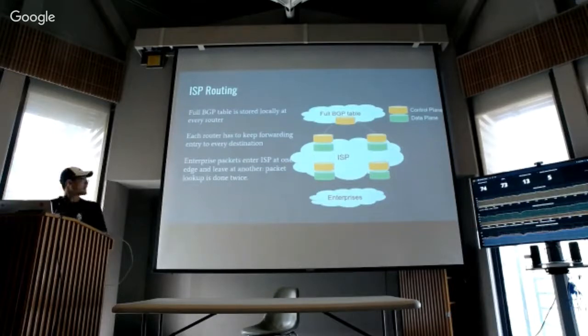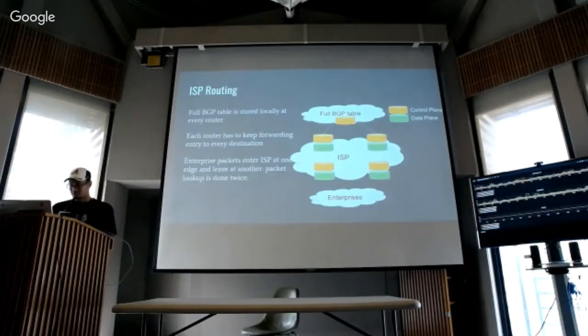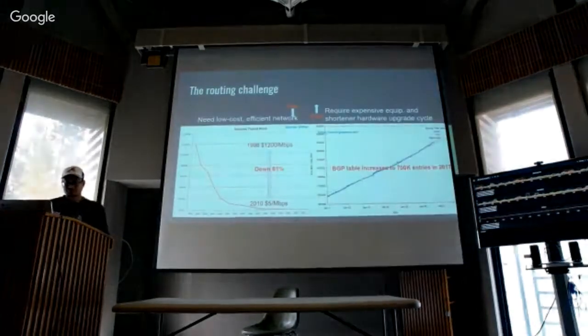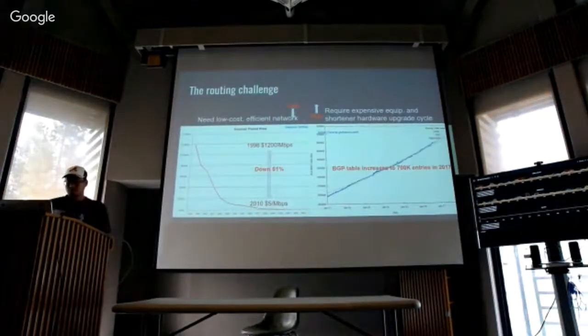As I said, we can see that when the packet is going through this network, we double the forwarding tables and the IP lookup as well. So what is the challenge?